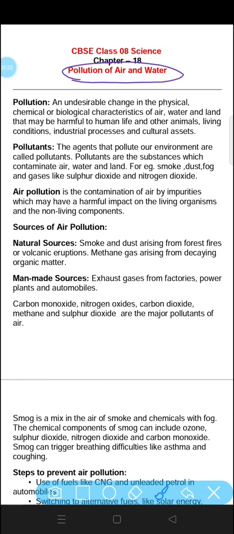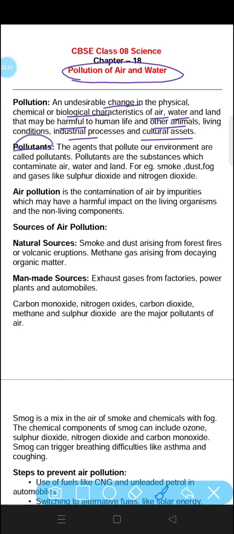Pollution is any undesirable change in the physical, chemical or biological characteristic of air, water, land that may be harmful to life of humans, animals, living conditions, industrial processes and cultural assets. So all these lead to pollution.